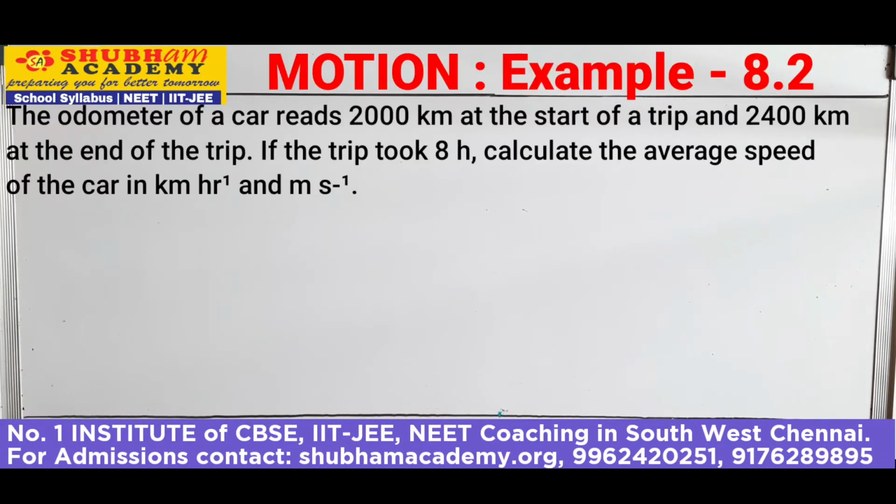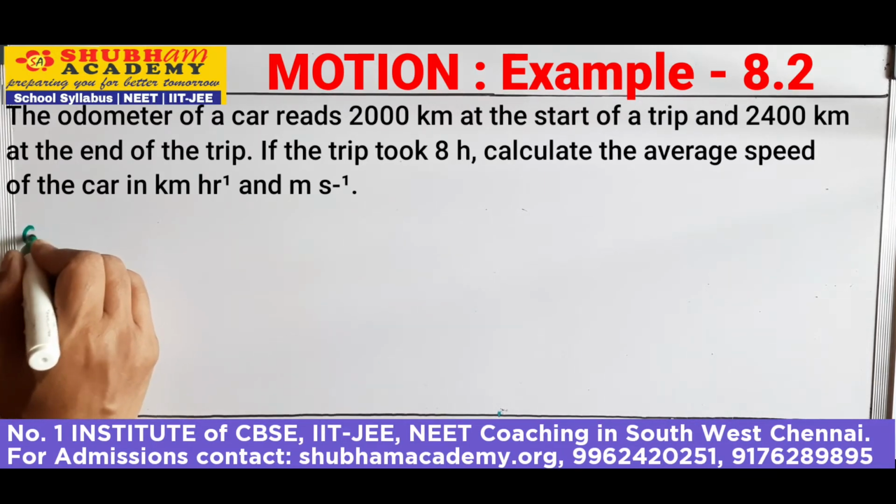Okay. So now we will see some examples. Example 8.2 of the chapter. The question says, an odometer of a car reads 2000 kilometer at the start of a trip and 2400 kilometer at the end of the trip. If the trip took 8 hours, calculate the average speed of the car in kilometer per hour and meter per second.